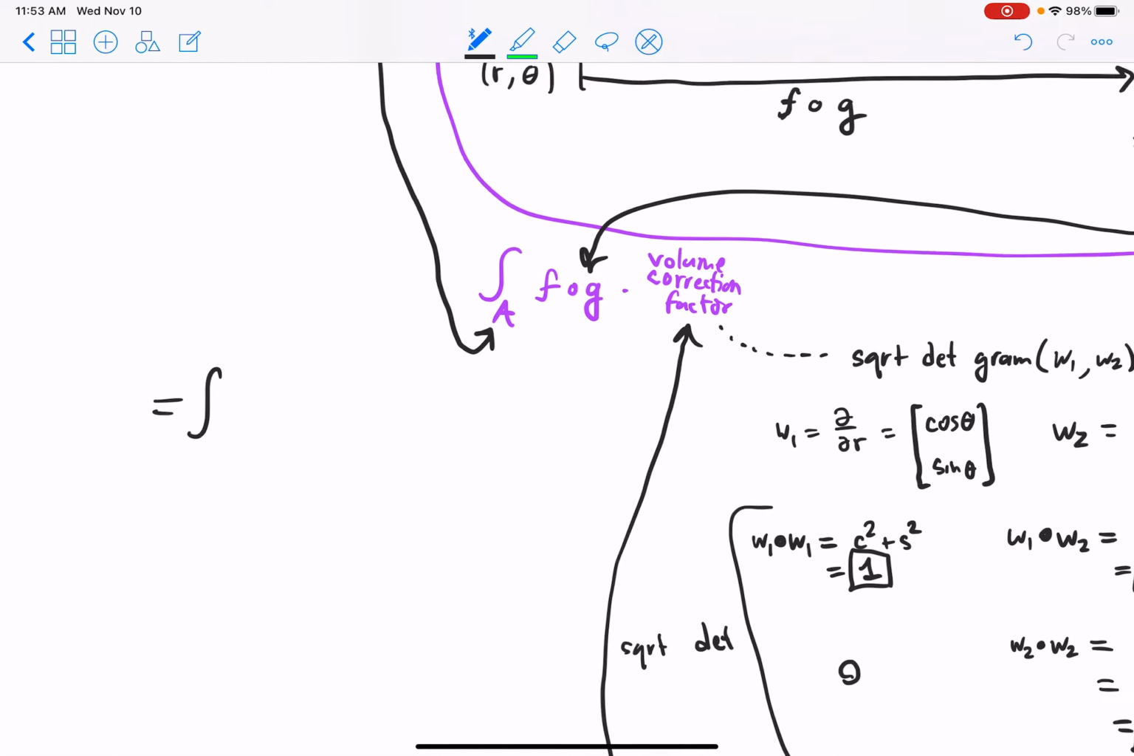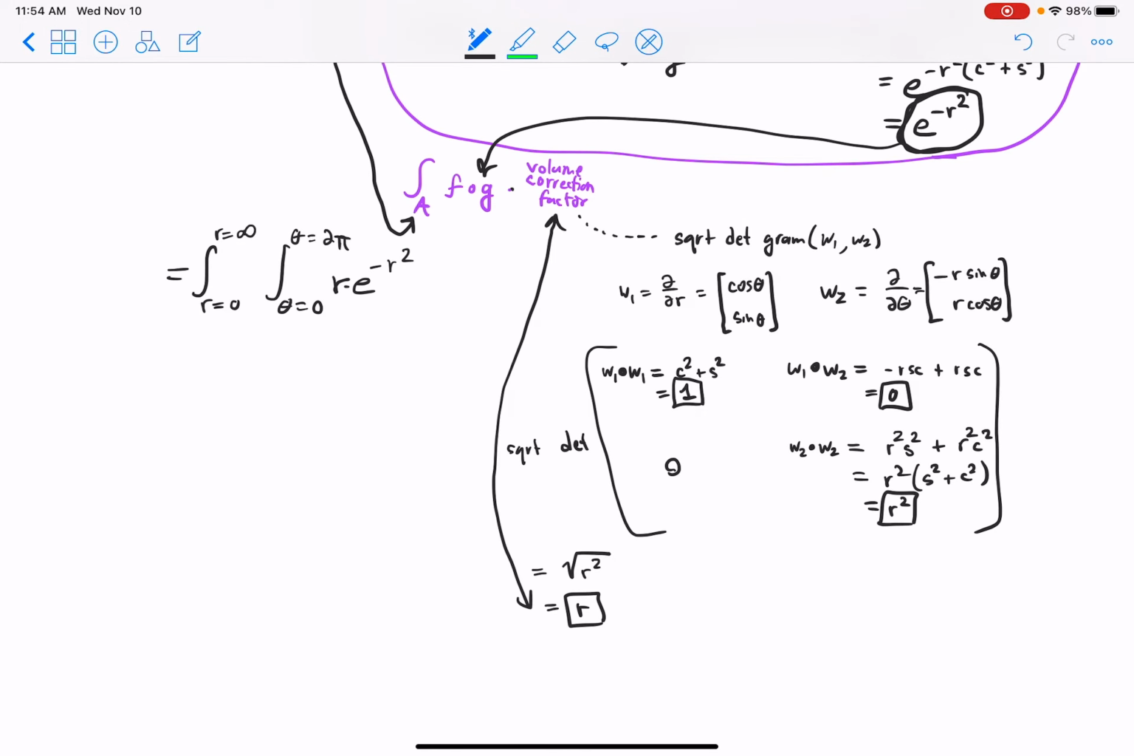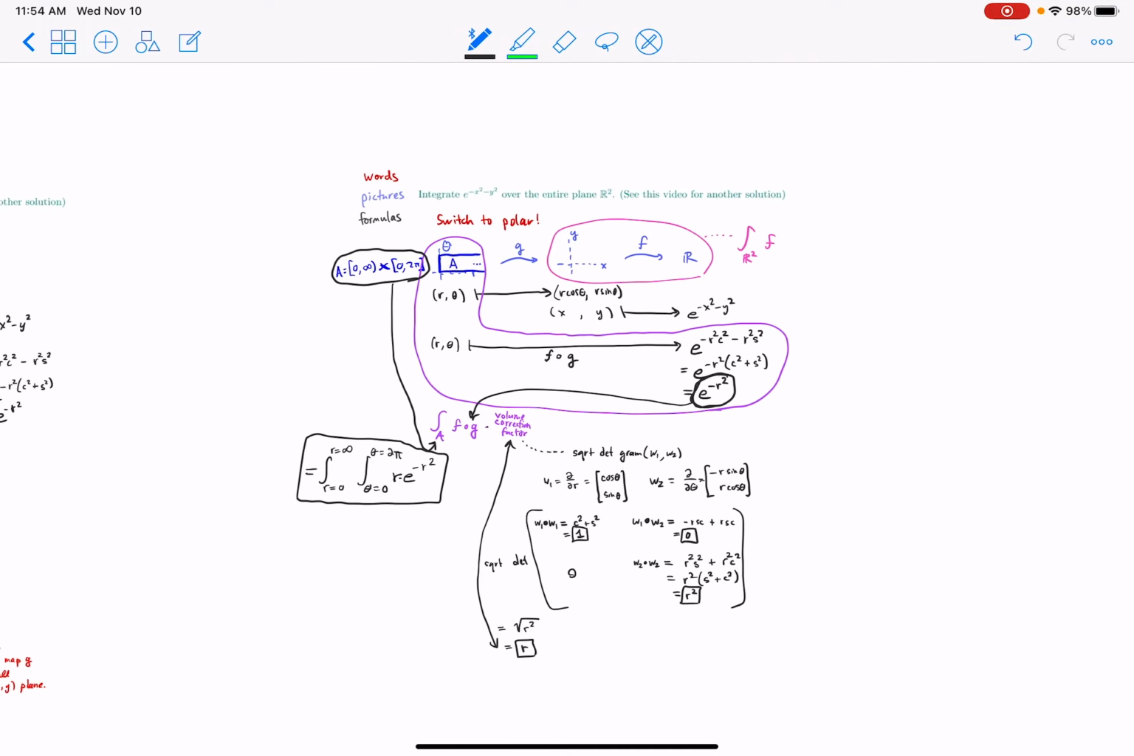Well, let's see. I can do rectangles in any order. So my r and my theta. Let's do r equals 0 to r equals infinity, theta equals 0 to theta equals 2 pi. And then my composed function is e to the minus r squared, and the volume correction factor was r. I could put it here, but let's put it in front over there. I'm multiplying. So now I have this integral. All right. When I compute this, we're done.